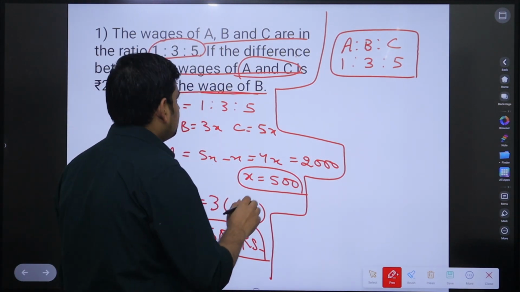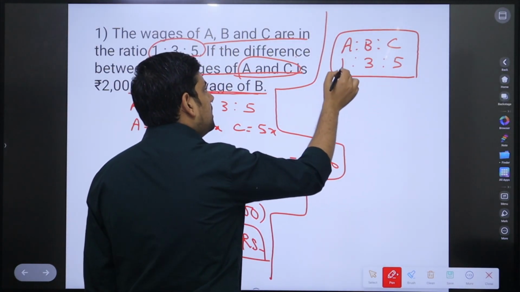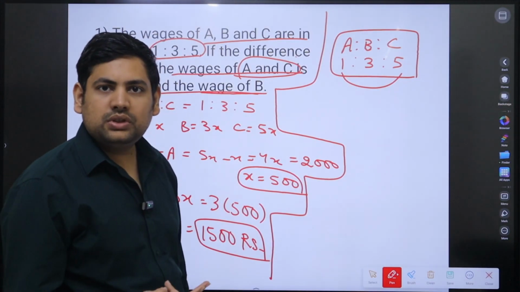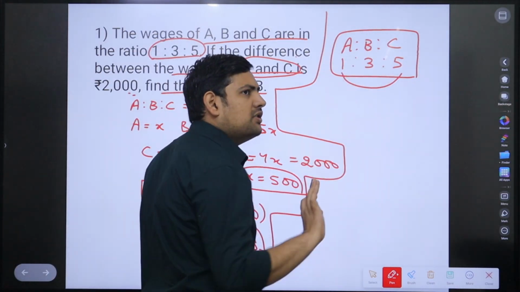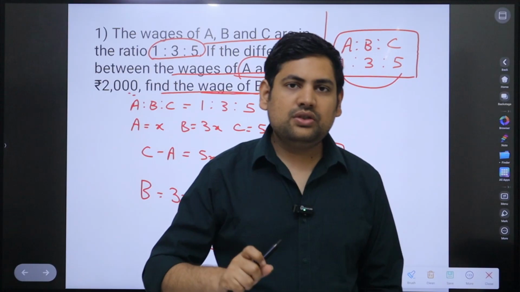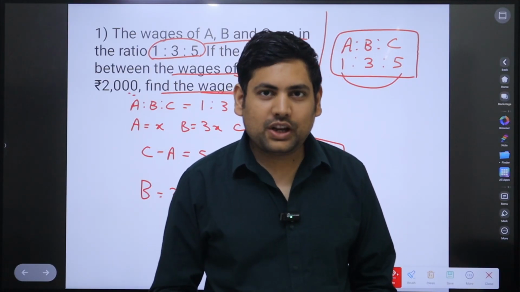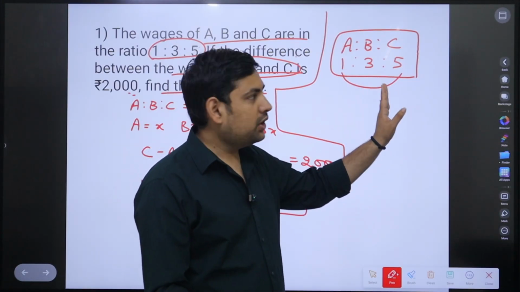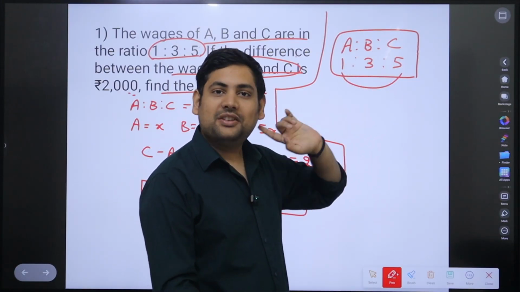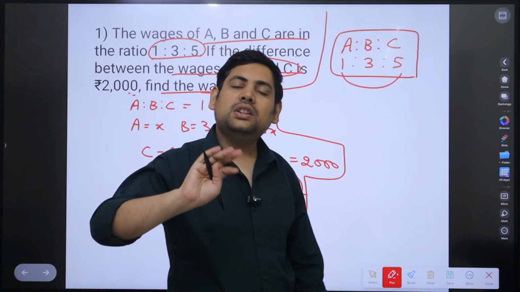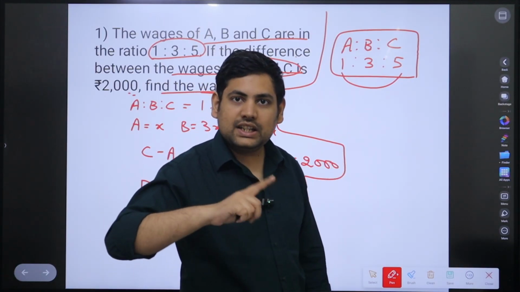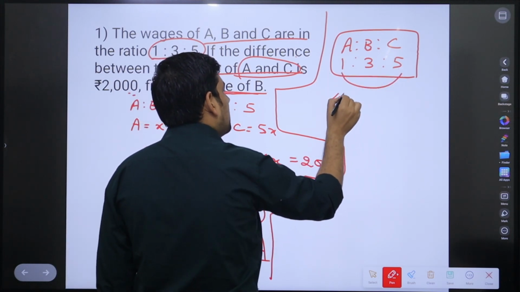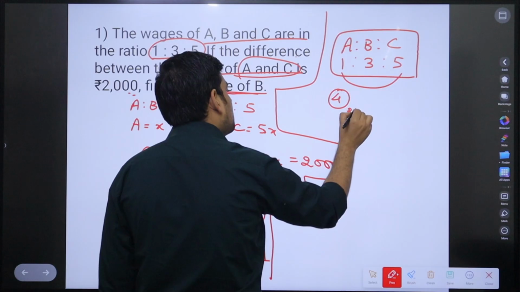It says the difference between A and C is equivalent to 2000. What is the difference in terms of ratio points? Understand ratios like a point based system, like you have in games and all. So A is equivalent to 1 point, B has 3 points, C has 5 points. Now what is the difference in terms of points between A and C? 5 and 1. So the difference is 4 ratio points.